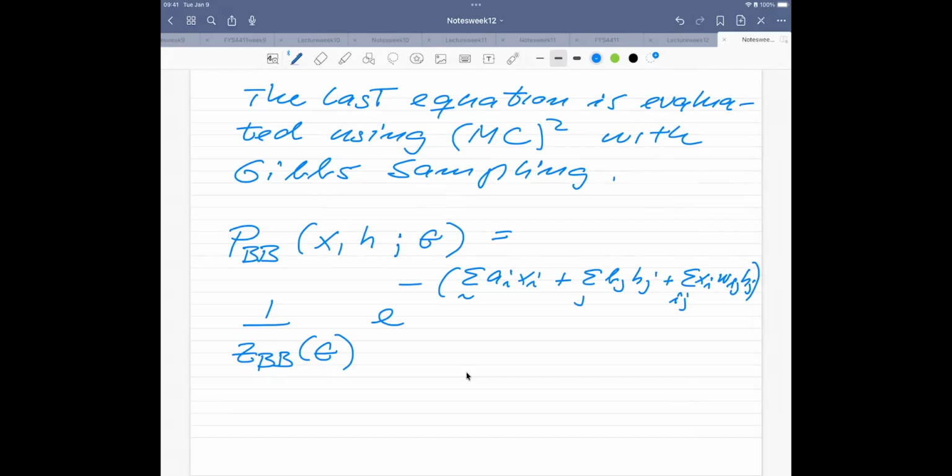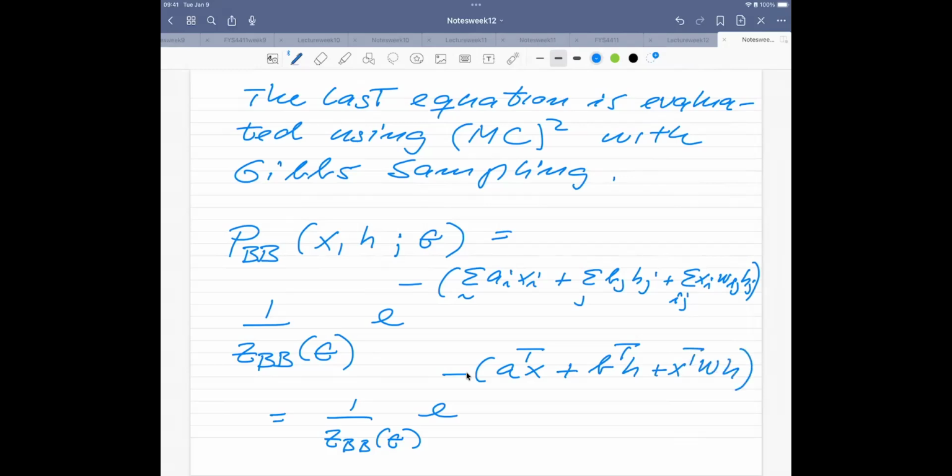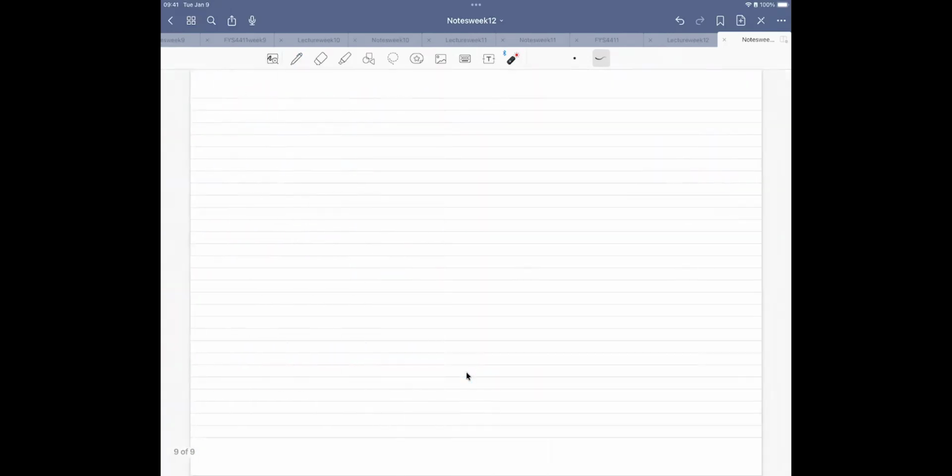This is the quantity which we would simply write as 1 over Z_BB of theta, and then e to the minus, and then we have this function a transpose x plus b transpose h, these are vectors, plus x transposed W h, where W is now a matrix. And the partition function Z_BB is us just performing a sum over x and h, and that gives us this function here. Okay.